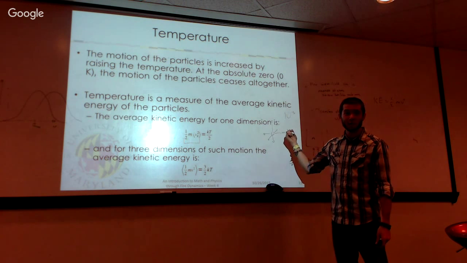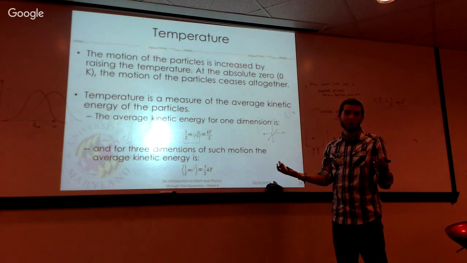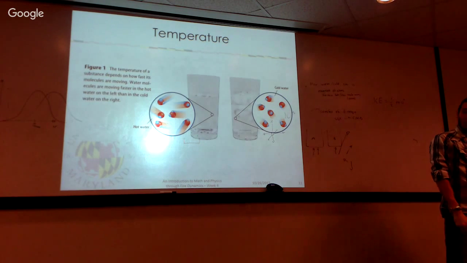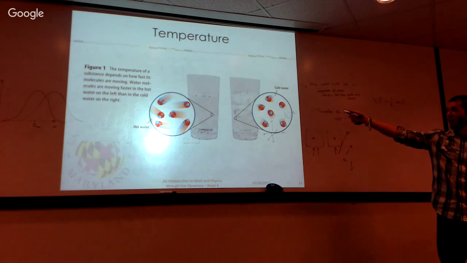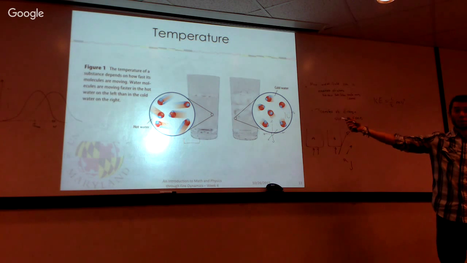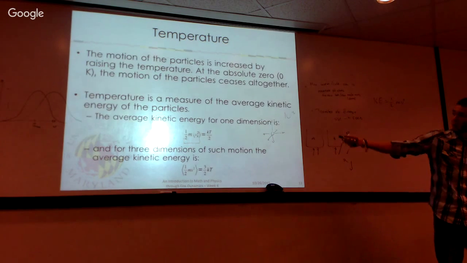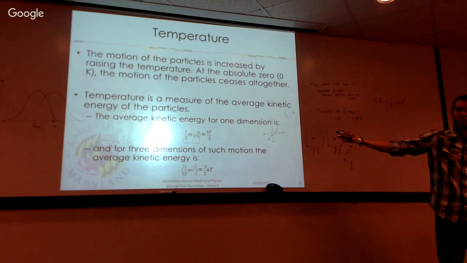So we don't want to really count that. We define our temperature to track the average velocity of these particles. So really basic things: hot water has those particles moving much faster than in cold water. You add more energy into it, so they're moving faster. That velocity goes up, that temperature goes up.